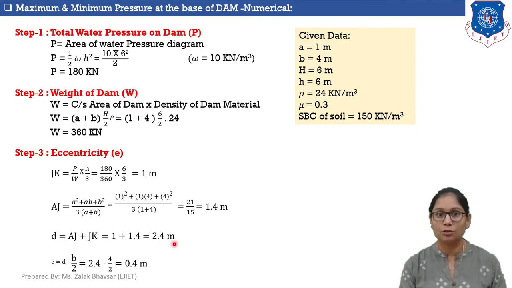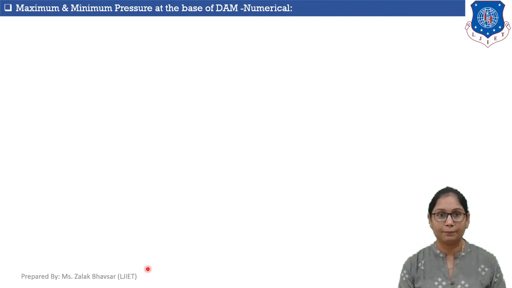Now E, eccentricity, is equal to d minus b by 2. So d is equal to 2.4 meter and b by 2 is 4 by 2. So I am getting answer 0.4 meter. Here eccentricity E is equal to 0.4 meter. Now let's move to step number 4.